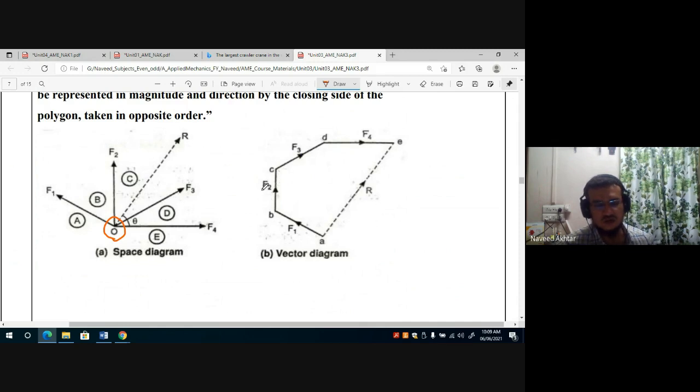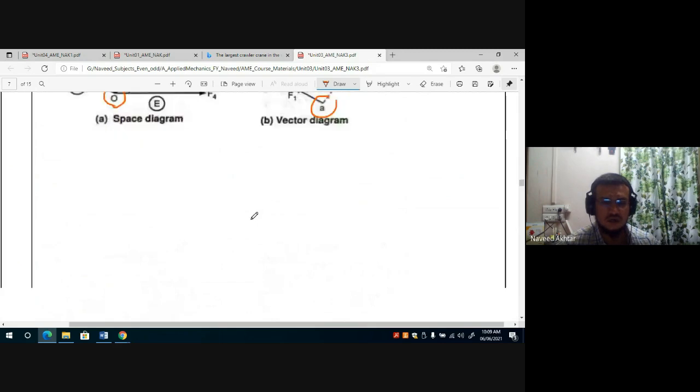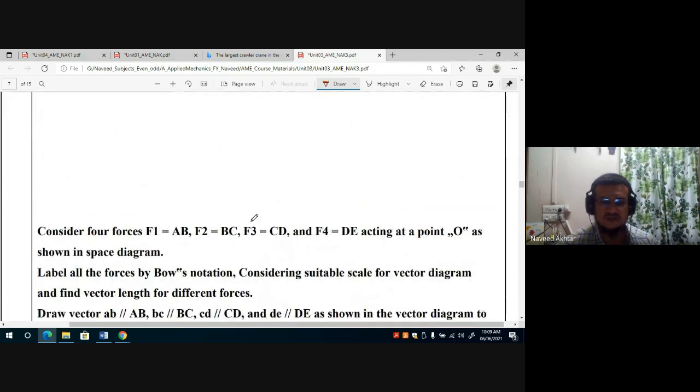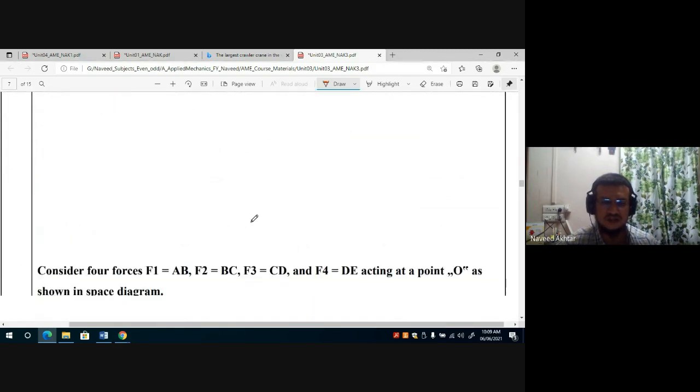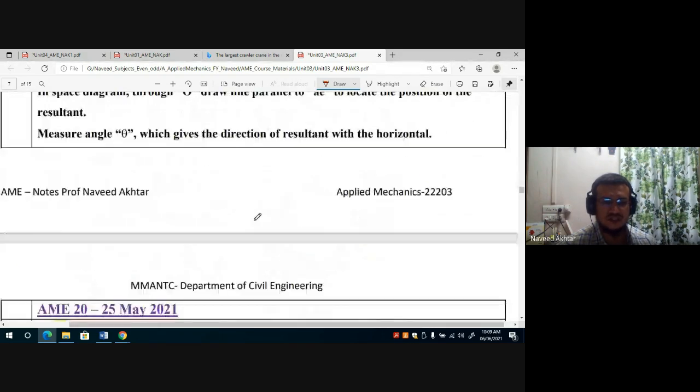Whatever scale you have taken, as per that scale you have to draw the figure, and then when the last point, E, and A are joined with the dotted line, this is nothing but the resultant R in the vector diagram. This is also any graphical method to find out the resultant using the law of polygon of forces.